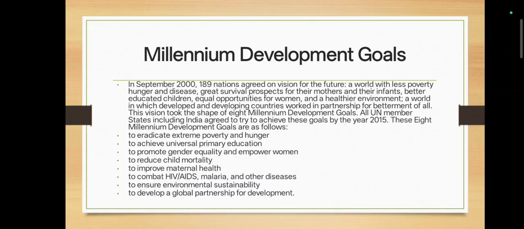This vision took the shape of 8 Millennium Development Goals. All UN member states, including India, agreed to try to achieve these goals by the year 2015. These 8 Millennium Development Goals are as follows: to eradicate extreme poverty and hunger, to achieve universal primary education, to promote gender equality and empower women, to reduce child mortality, to improve maternal health, to combat HIV, AIDS, malaria, and other diseases, to ensure environmental sustainability, and to develop a global partnership for development.